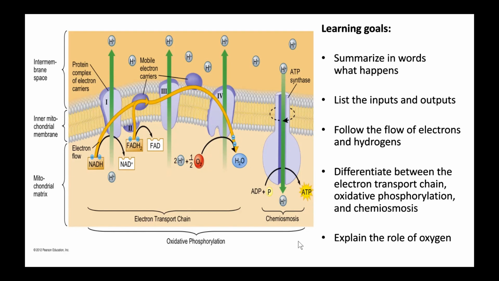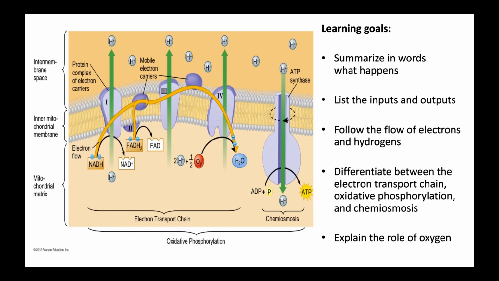All right, let's summarize in words what happens. Electrons from the first steps of cellular respiration are taken to the electron transport chain, which is a series of proteins embedded in the inner membrane. It's a physical thing. The electrons fall through the electron transport chain, and as they do, they pump hydrogen ions into the inner membrane space. The electrons are accepted by oxygen at the end of the electron transport chain and reduce oxygen to water.